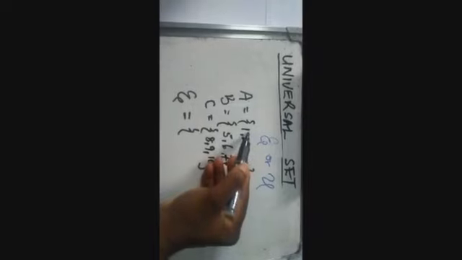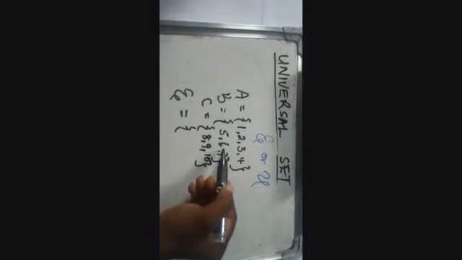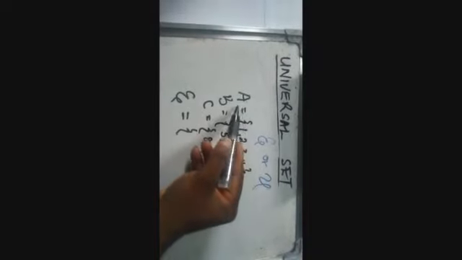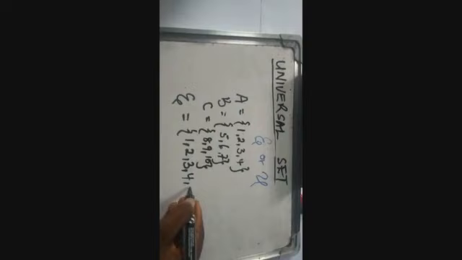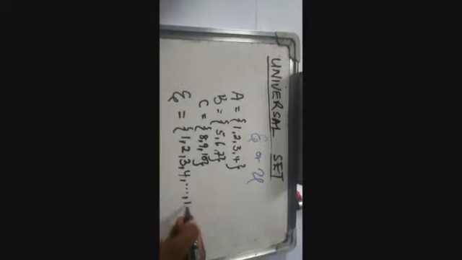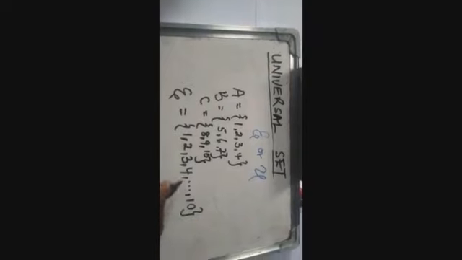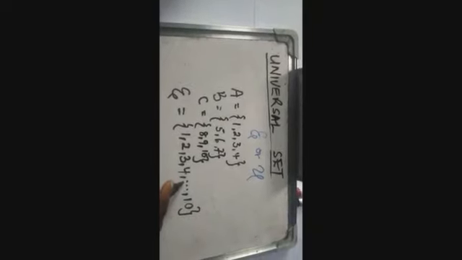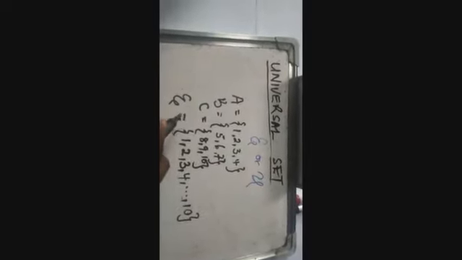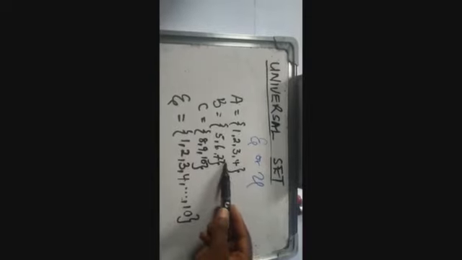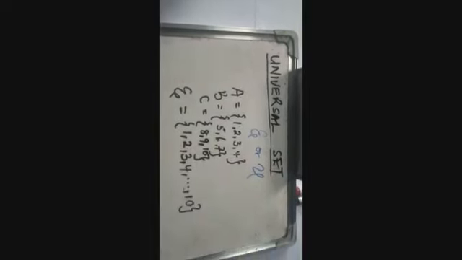Since there's 1 in A, even though there's no 1 in B and C, since 1 is contained in one of the sets, you write 1 down. Since 2 is contained in one of the sets, you write 2 down. So you're having 1, 2, 3, 4, up to 10. This simply means that there is 5, 6, 7, 8, 9. So the universal set contains all these subsets put together.